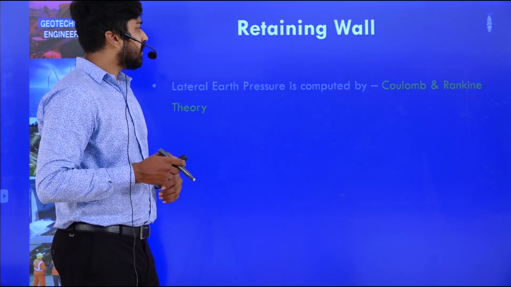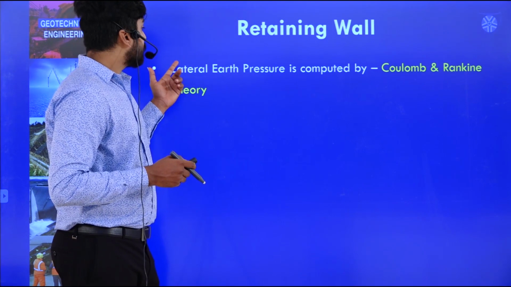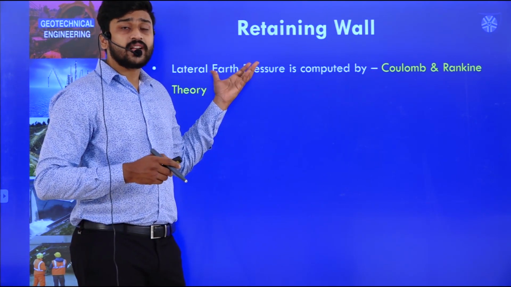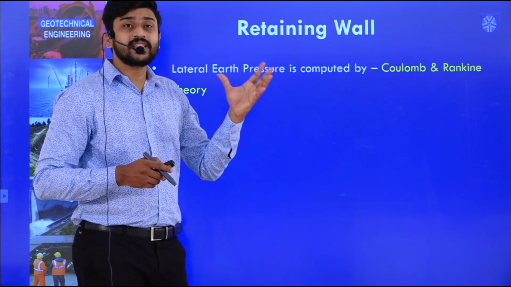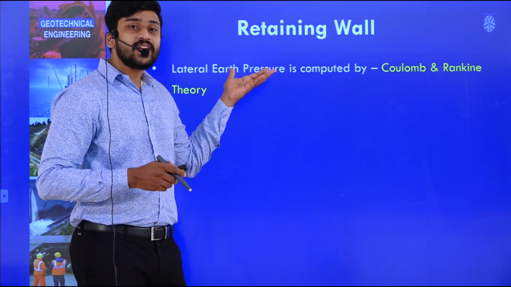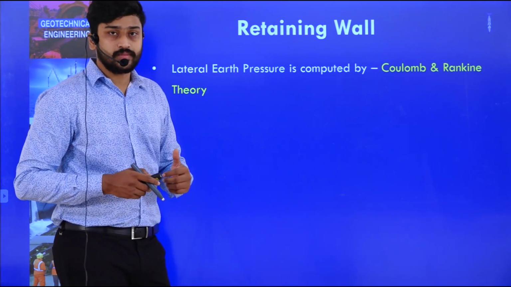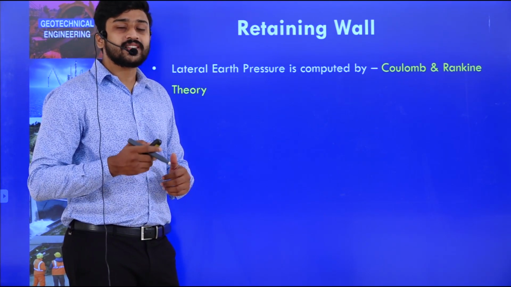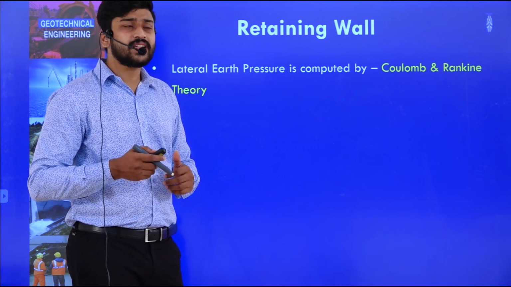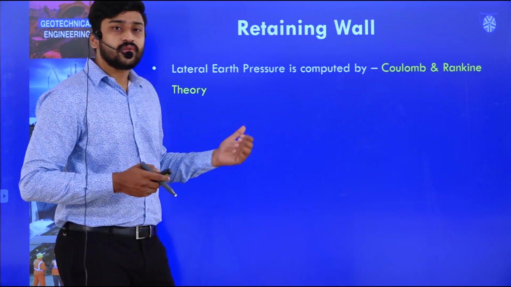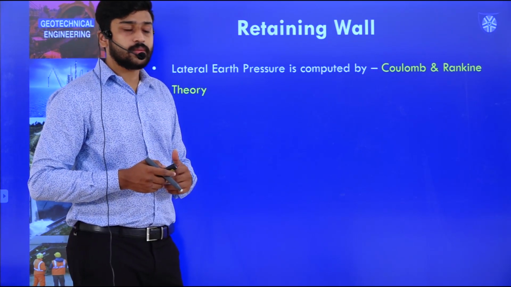Now let us look at the retaining wall. The earth pressure is computed. As I've stated, the lateral earth pressure has to be used to design the structures. To evaluate this lateral earth pressure, Rankine's and Coulomb's theories are used. However, Terzaghi's wedge theory is also used, but it is not quite convenient. So Rankine's as well as Coulomb's theory is used.